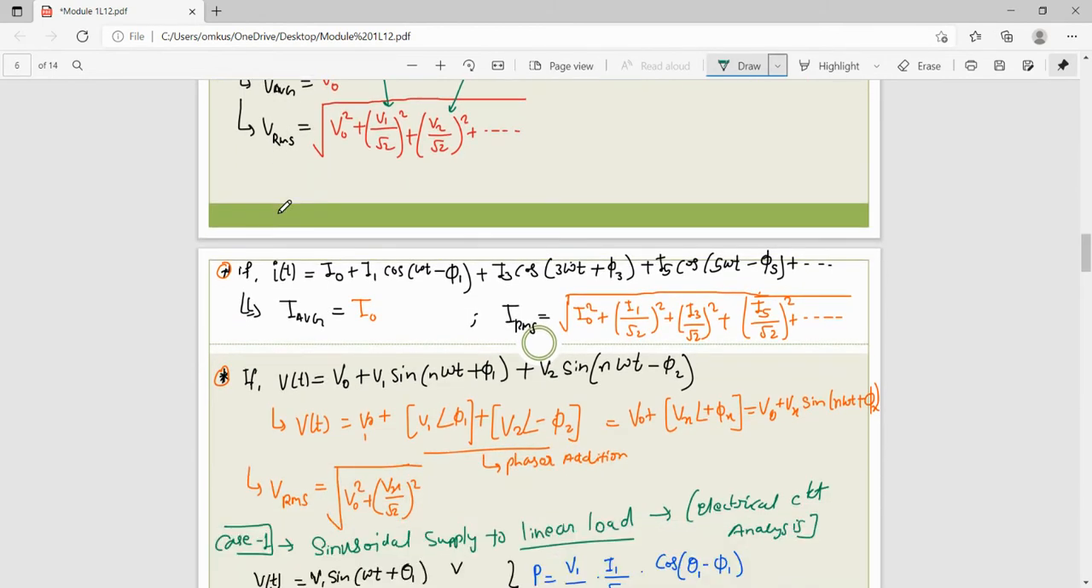Now similarly, see the current equations. If the equation is given to you just like that, I naught plus I1 cos of omega t minus phi. So here, see, the frequency is changing, right? It is not a constant frequency. In this omega t, right? Here the 3 omega t, here the 5 omega t. So if you observe, these are odd harmonic frequencies. See, this is first, this is third, and this is the fifth.